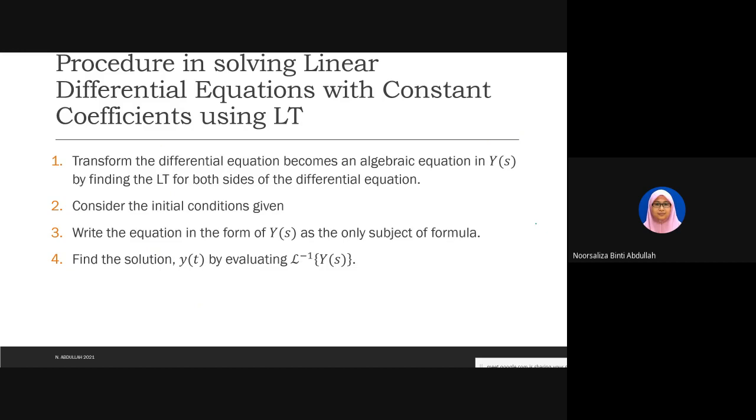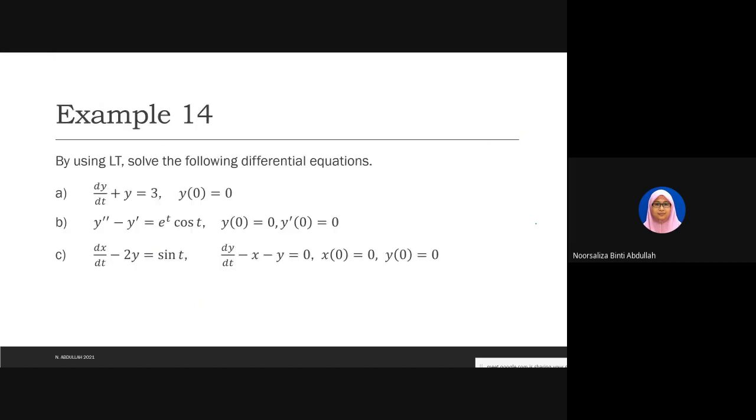Okay, so kita tengok soalan ni. By using a Laplace transform, solve the following differential equations. So you have dy over dt plus y equals to 3, and the initial condition given here is y0 equals to 0. Okay, so dy over dt is the y prime.